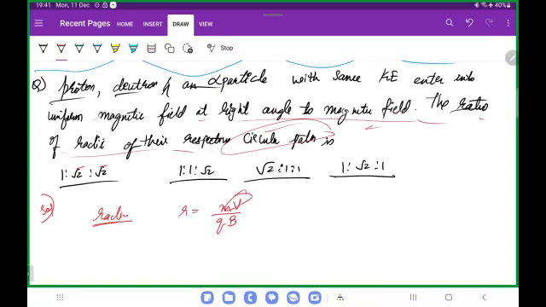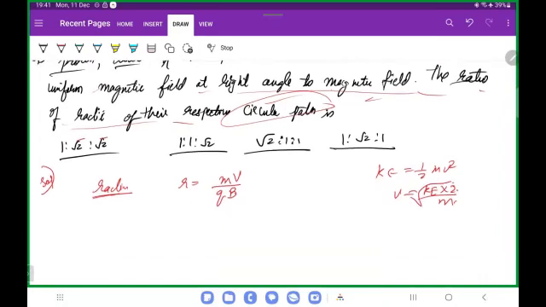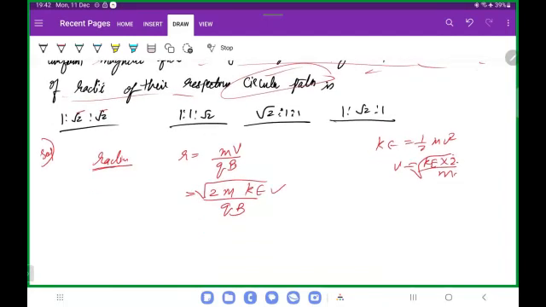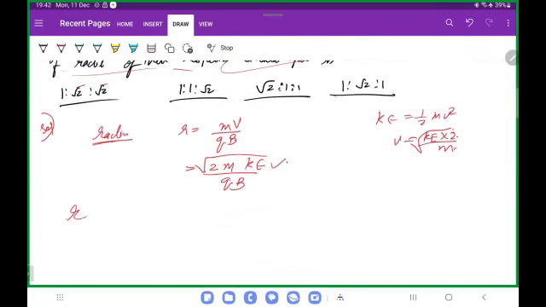Now for mv, we need to introduce kinetic energy. KE equals half mv square, so m squared v squared equals 2m KE. If I divide and take the root, everything substituted gives R equals root of 2m KE by qB. Kinetic energy is constant, it will not change for the whole thing. So the ratio of the radii depends on the root of mass by charge of the particle only.